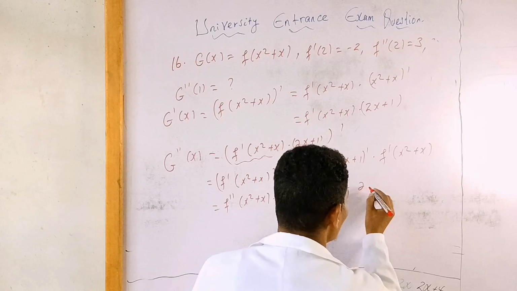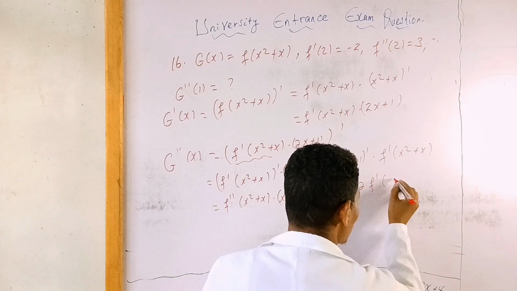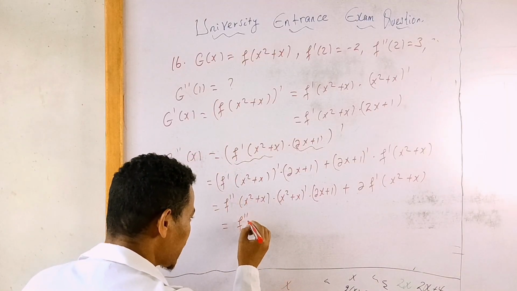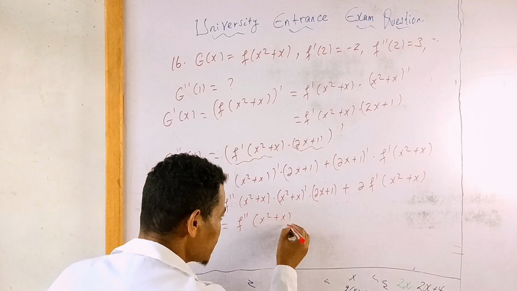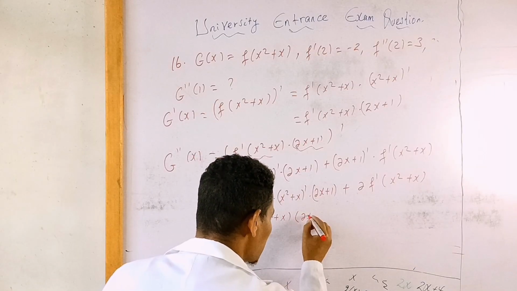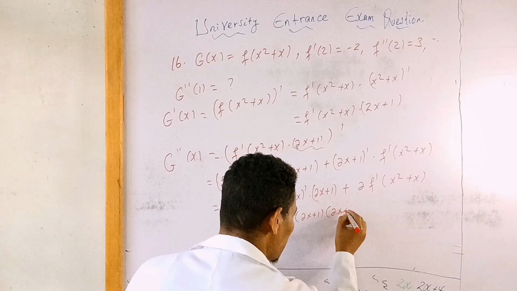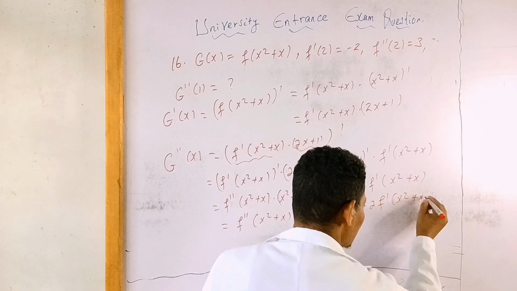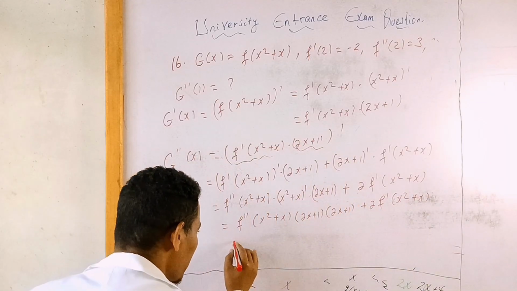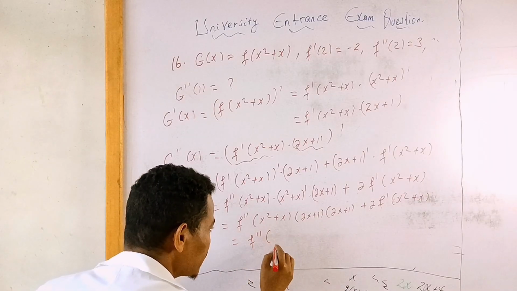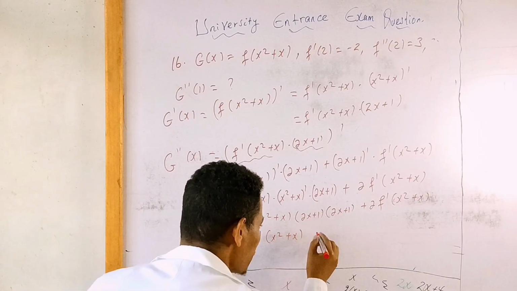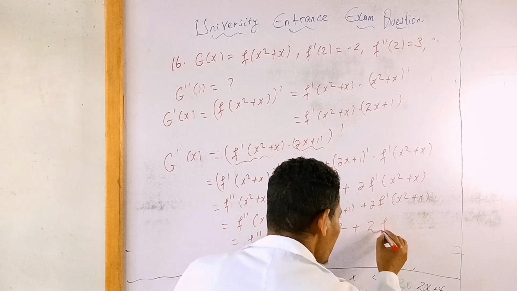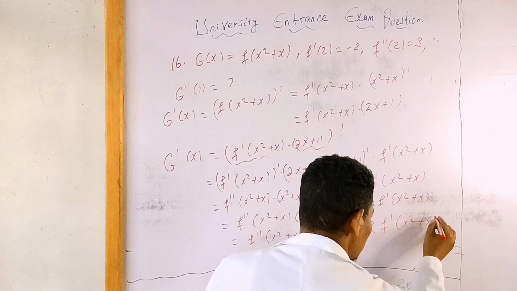So the same with f second derivative at x square plus x, and this derivative gives 2x plus 1 times 2x plus 1 plus 2f derivative at x square plus x. So this is the same with f second derivative at x square plus x times 2x plus 1 the whole square plus 2f derivative at x square plus x.